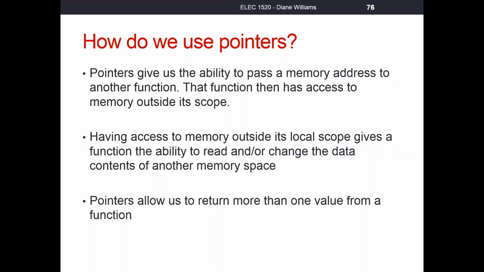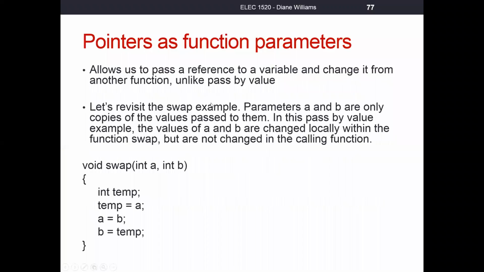When we use pointers in our parameter list, we're going to be able to pass a memory address from one function to another. That will give the function access to memory outside its scope by passing that pointer. And giving it access to that memory gives you the ability to read or to change the data content. So it all depends on whether you make the pointer read only or if you allow it to write as well. Using pointers as function parameters will also allow us to return more than one value from a function.